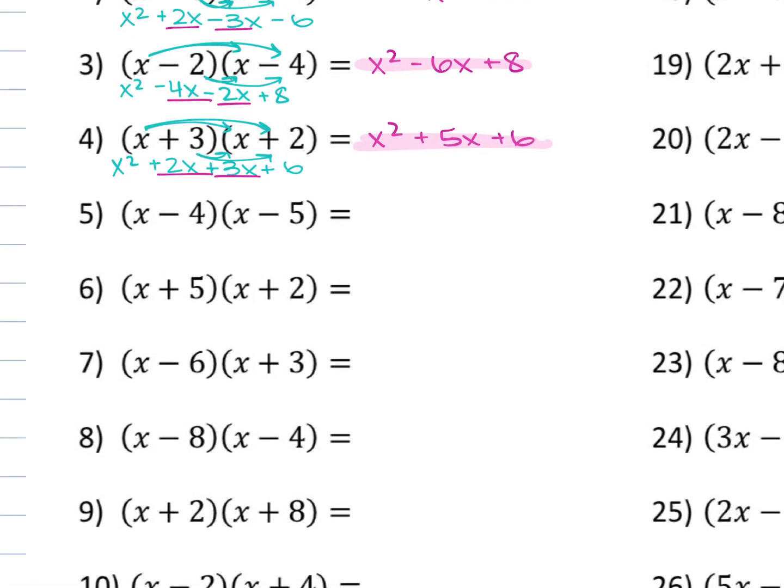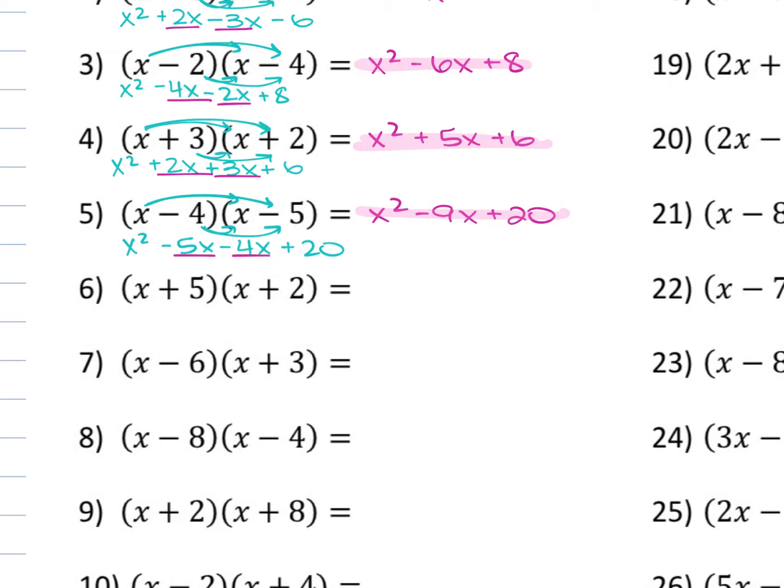For number 5, we have x minus 4 times x minus 5. So x times x is x squared. x times negative 5 is negative 5x. Negative 4 times x is negative 4x. And negative 4 times negative 5 is positive 20. Combine your like terms, and that leaves us with x squared minus 9x plus 20.